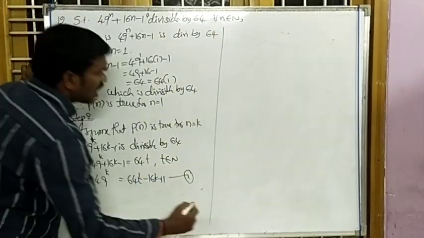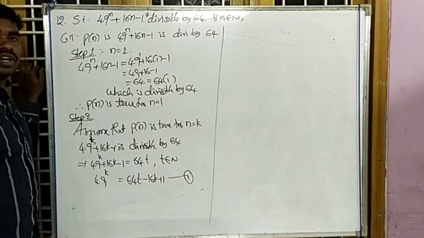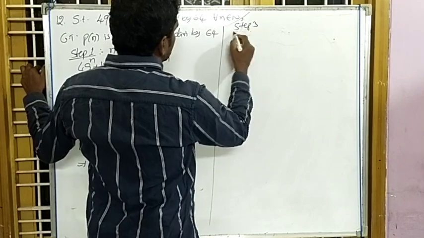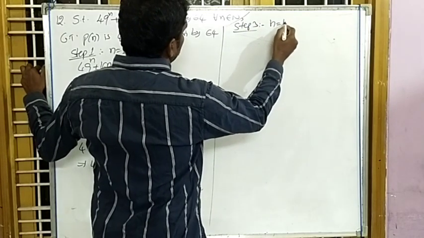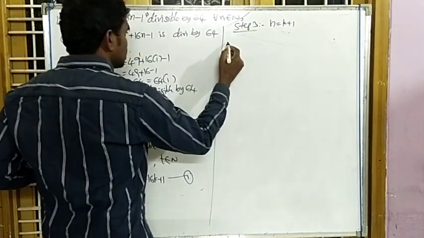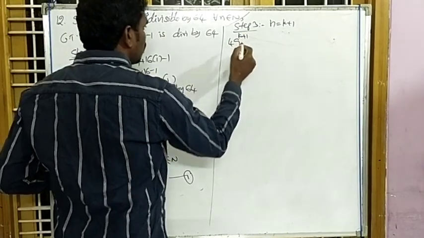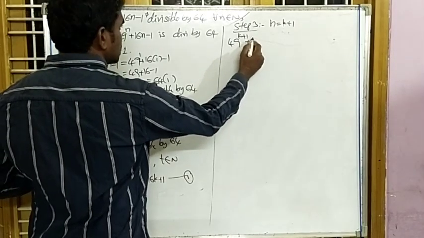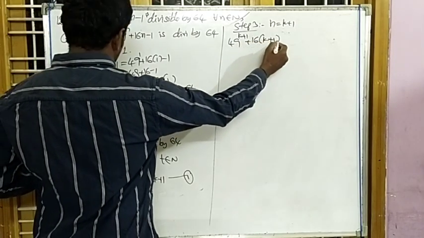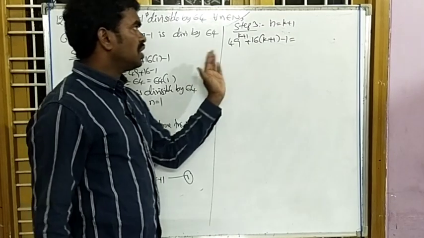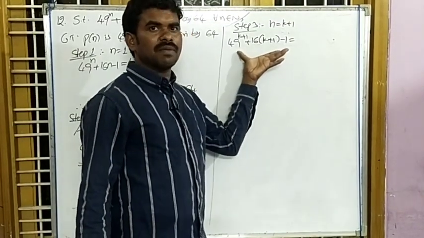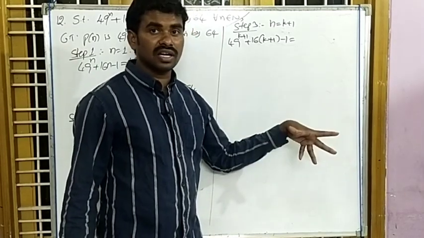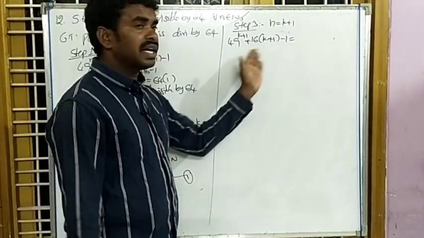Next, we have to prove that it is true for n = k + 1, that is step 3. So take n = k + 1. This is a little bit different here. No need to find the k + 1 term here. So 49^(k+1) + 16(k+1) - 1. We are going to find the value of this at k + 1. So what answer do we get? Is it divisible by 64 or not? We will find out.